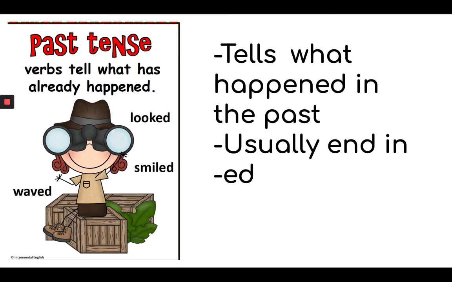Sometimes you might be writing a story about something that's already happened in your own life, and you would need to use past tense verbs to make sure the audience understands that this is something that has already happened. Or it could even be a story that you've made up, and maybe there's something that happened in the past in that story.